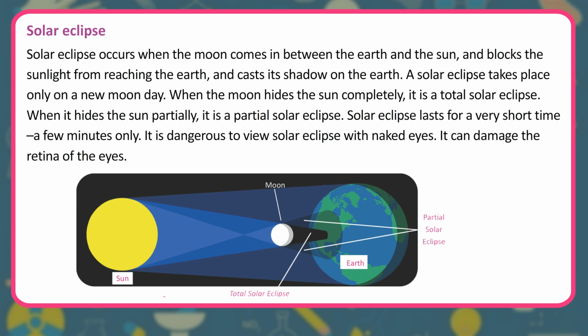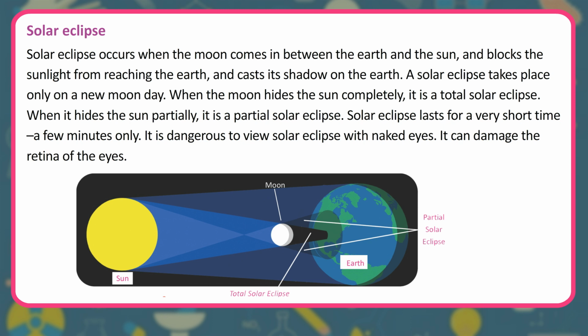Solar eclipse. Solar eclipse occurs when the Moon comes in between the Earth and the Sun, and blocks the sunlight from reaching the Earth, and casts its shadow on the Earth. A solar eclipse takes place only on a new moon day, when the Moon hides the Sun completely.